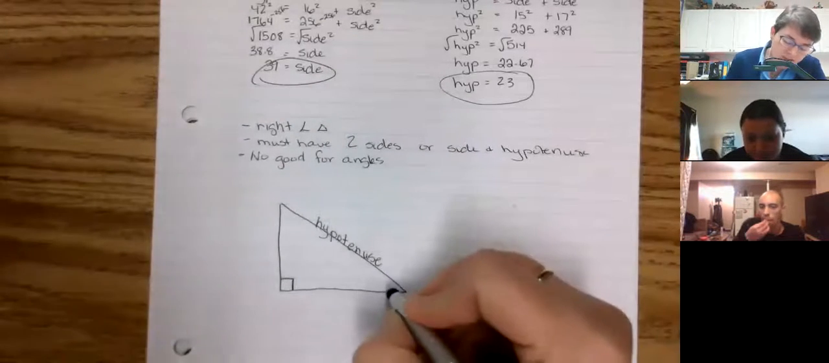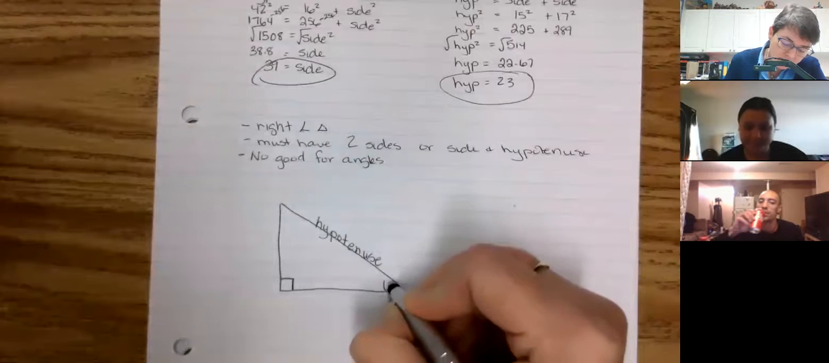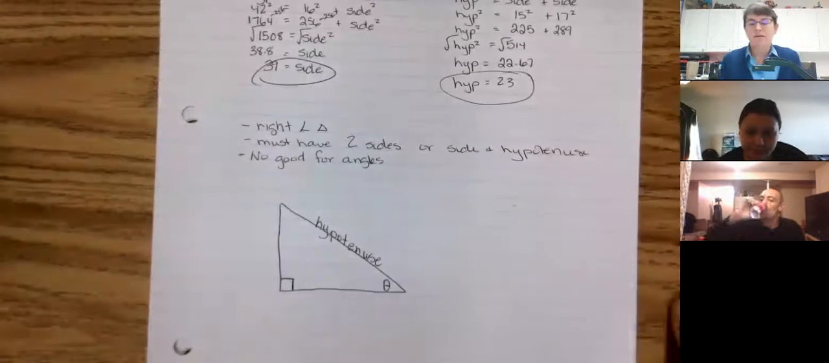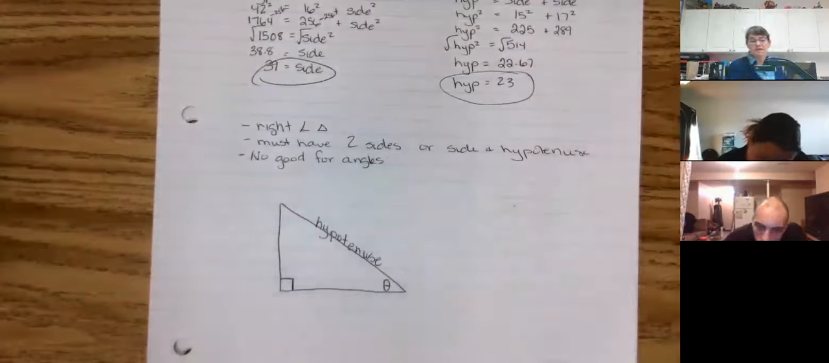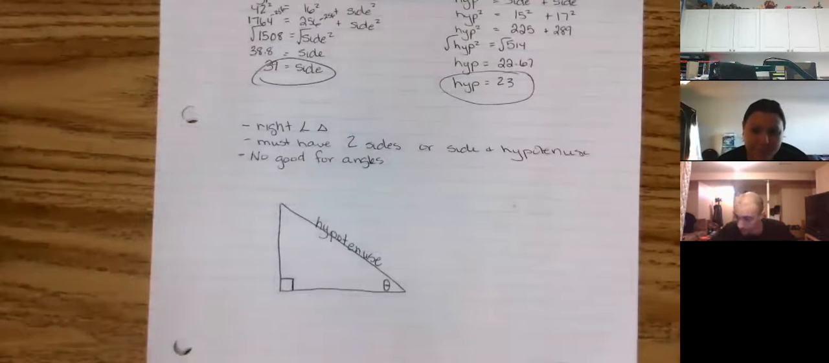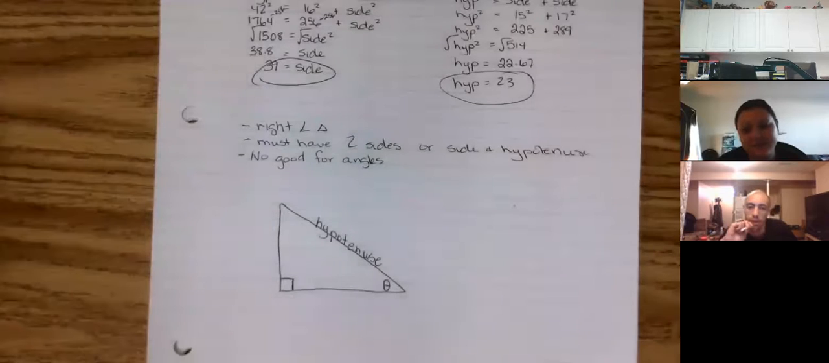Now, we're going to start talking about the angles. And I'm going to give you a new cool symbol. So that thing is called a theta. It looks like an Easter egg with a line through it.